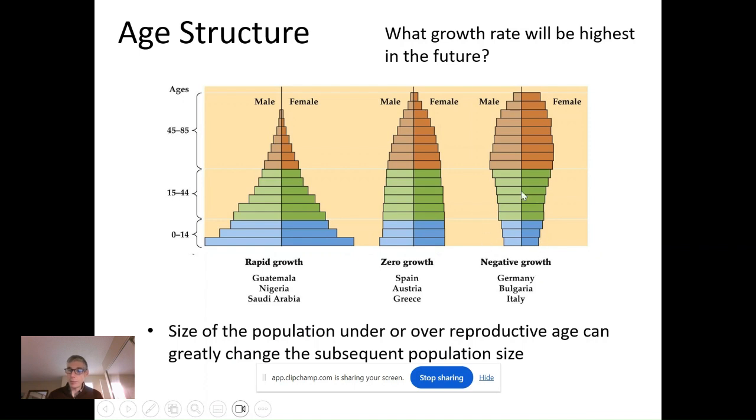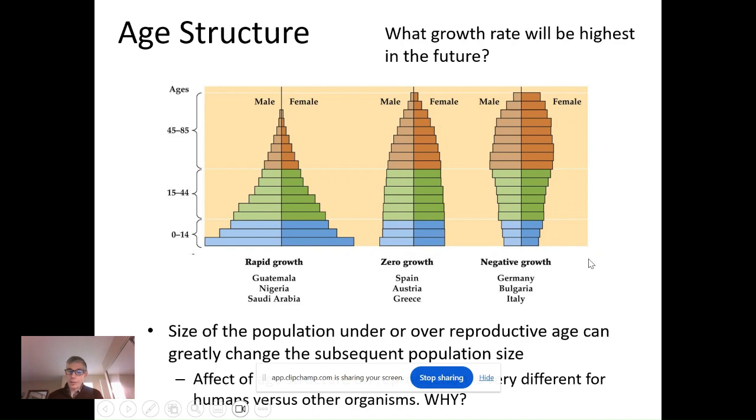So here's some examples of these countries on the far right. Germany, Bulgaria, Italy, and famously Japan all have aging populations, which is leading to a declining growth rate. And that's a problem if you're trying to manage a stable economy when you're losing workers as well, and a smaller pool of workers to generate your economic productivity. Okay.